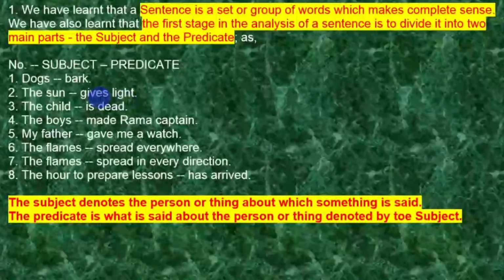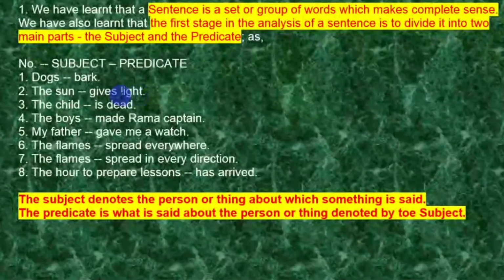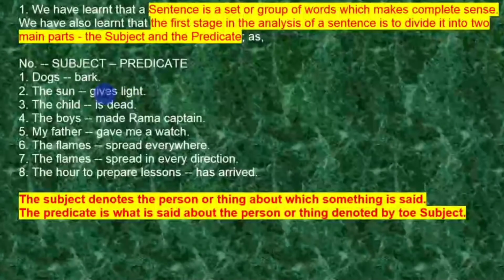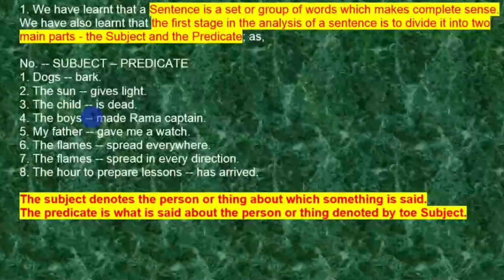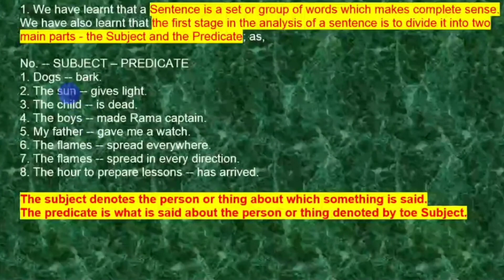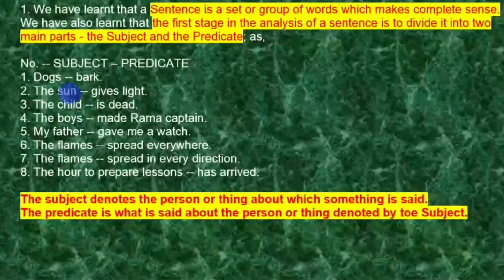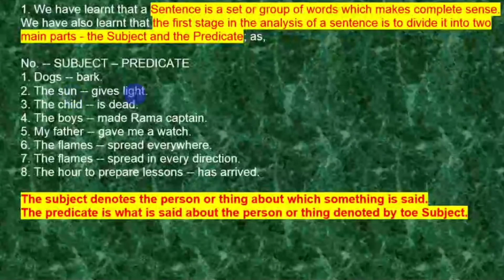So you can see that gives is our verb and light is our object of the verb gives. So which one is our subject word? Our subject word is actually sun, because it is the sun that is giving light.